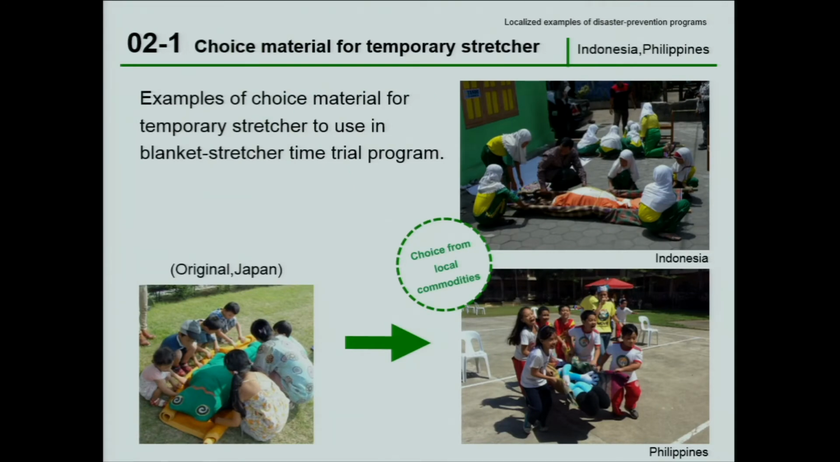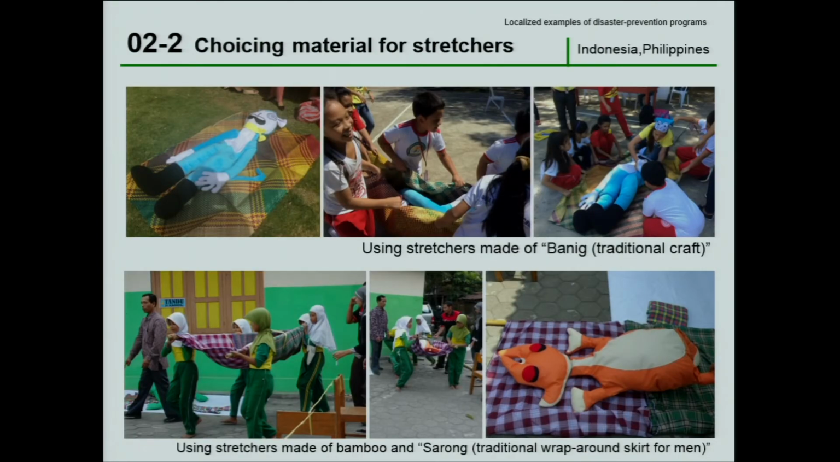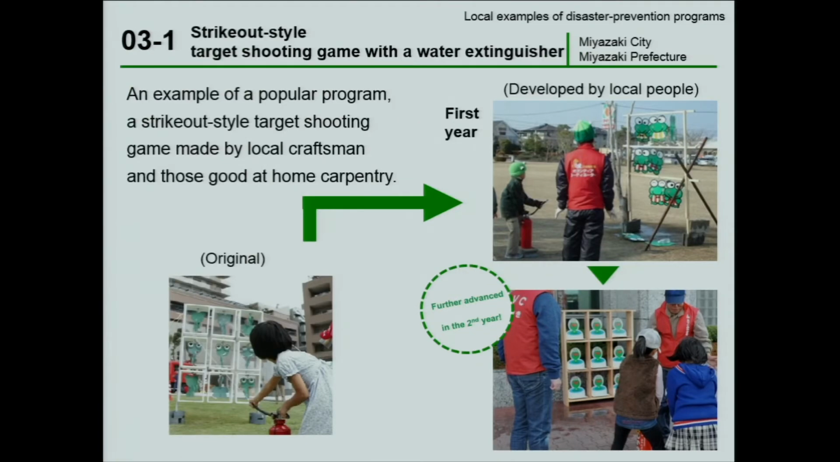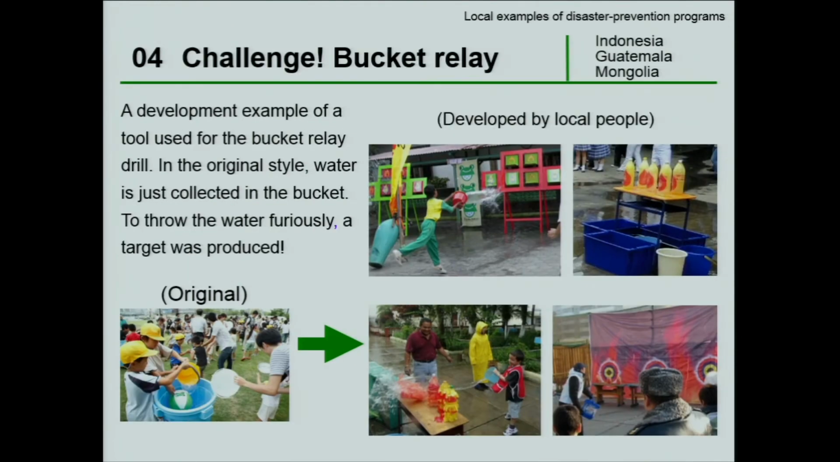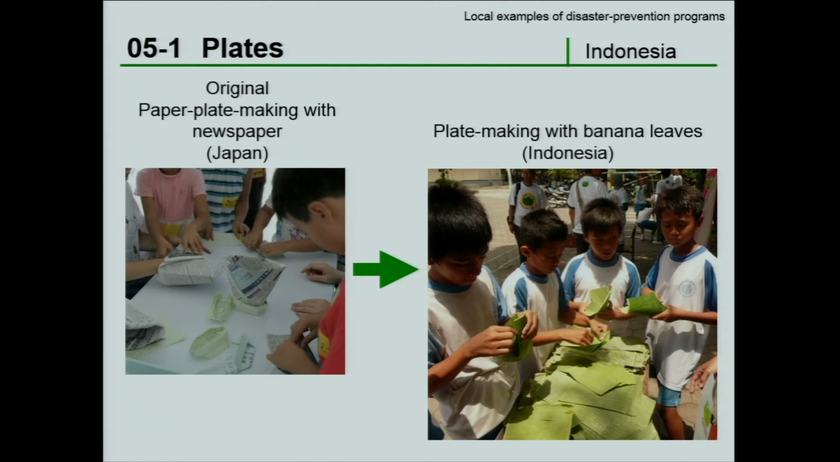But in any case, if you go to warm countries, there is no blanket. And so they use, in the case of the Philippines, banig, which is a kind of grass sheet. And in Indonesia, they use sarung, which is the cloth they wrap around themselves, like a skirt for men. And so they use different types of cloth instead of a blanket to make a stretcher. Now, here's a PTA member who was really good at do-it-yourself kind of stuff, so he created the materials.